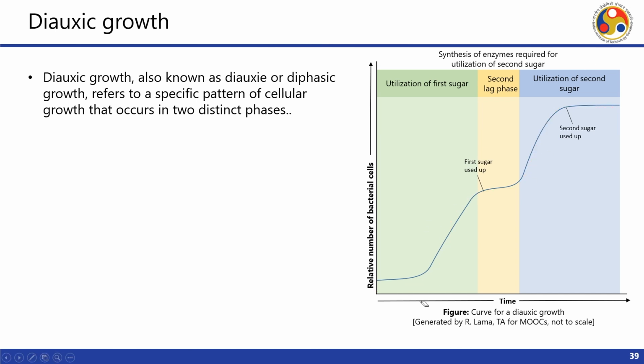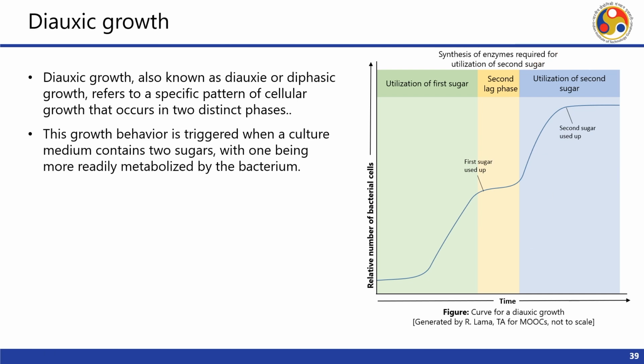Now, why has this typical type of growth pattern taken place? It takes place when we utilize two different kinds of substrates subsequently or together. So, the first phase will be due to the consumption of one of the sugars, which is followed by a lag phase, and thereafter the second sugar will be utilized, giving rise to the next exponential phase.